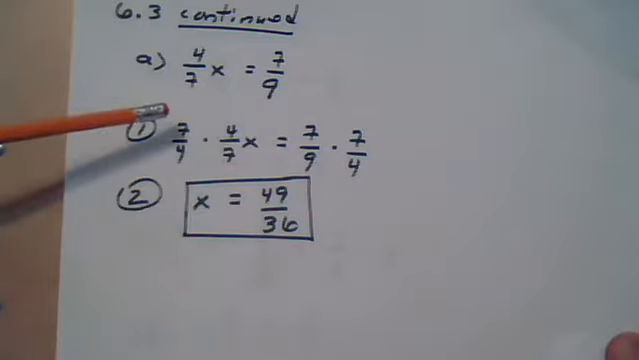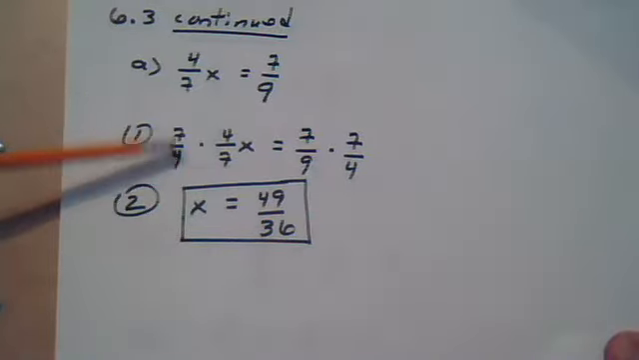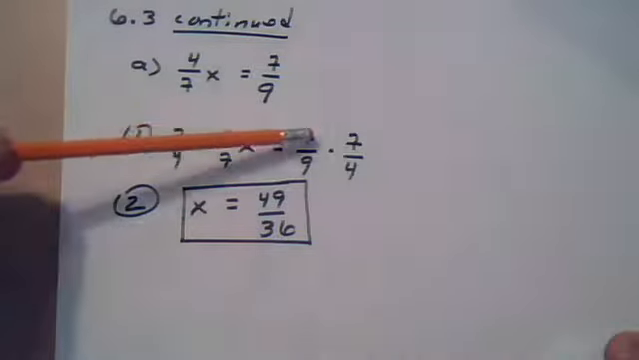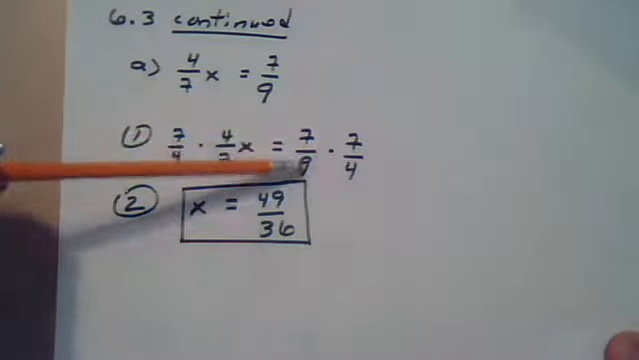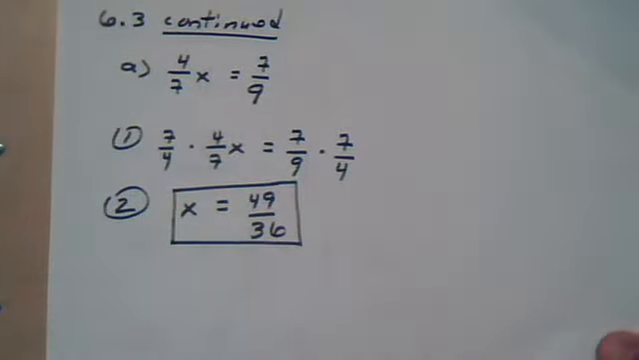But if I multiply this side by 7 over 4, I have to multiply this side by 7 over 4. And then it's 7 times 7 is 49, 9 times 4 is 36. And we can't reduce, so that's the answer.